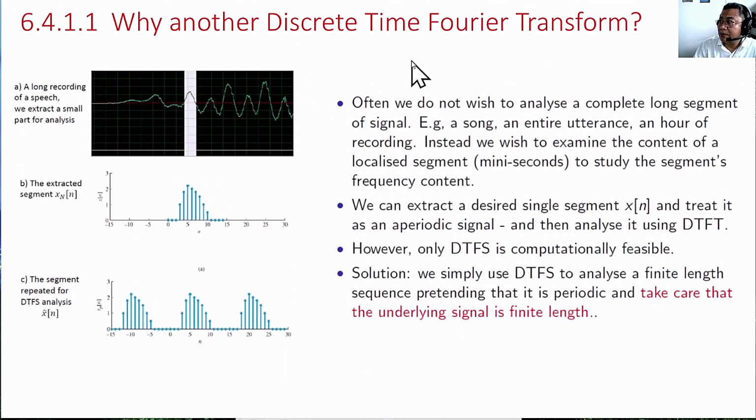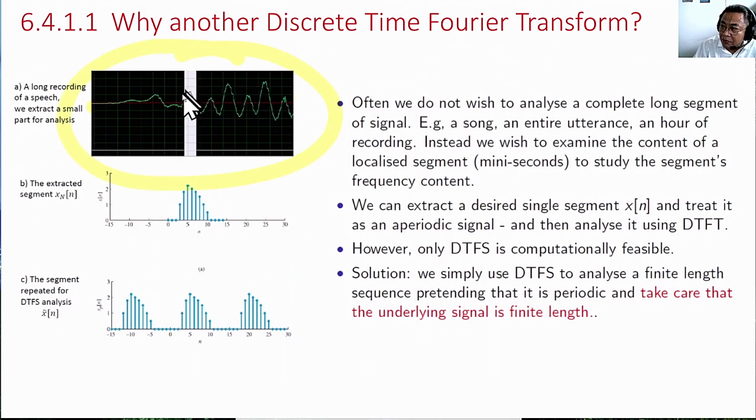Now, why another discrete time Fourier transform? The big idea is this. Typically, we are given a big, very long waveform, and if we want to Fourier transform this, then we can take the discrete time Fourier transform. But when we do that and take a very long window of signal, then our Fourier transform will tell us information of this whole long window, and that's not what we want.